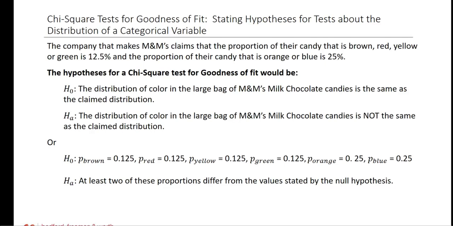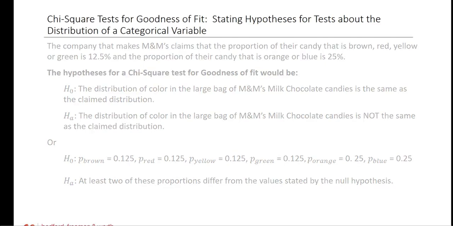It's hard for just one to be off, though. Does it make sense? How could you have all the colors the same, but only one different? If you have at least two different, that kind of proves, yeah, it's not what they claim.